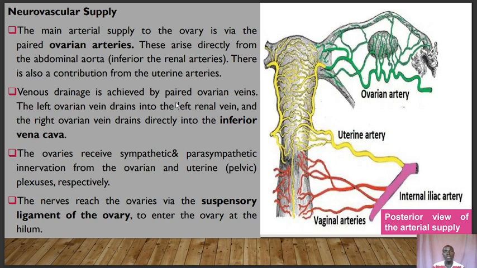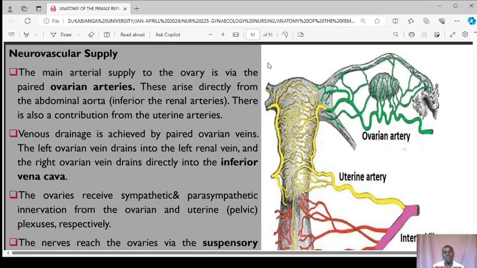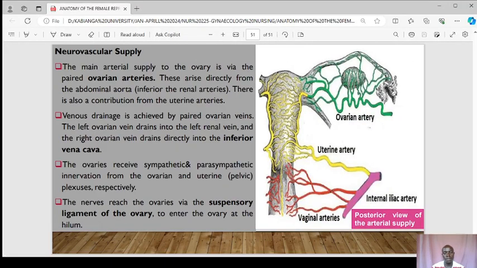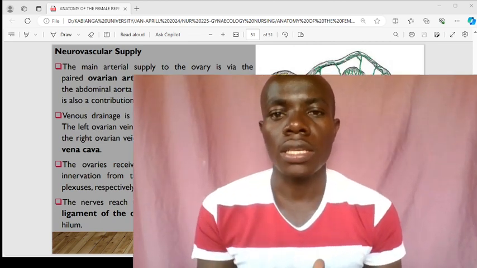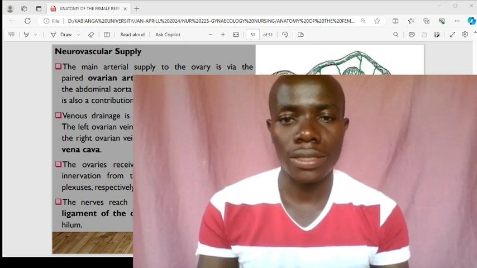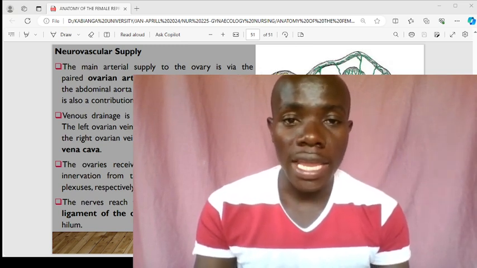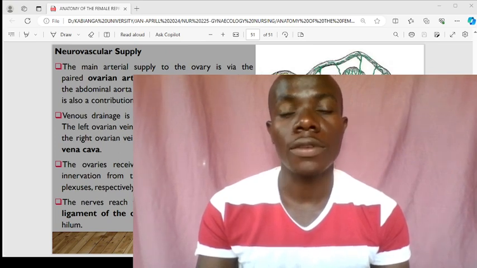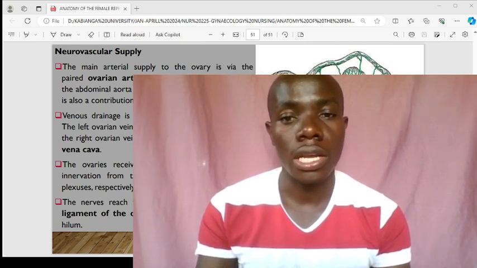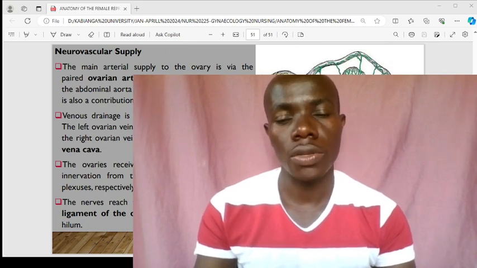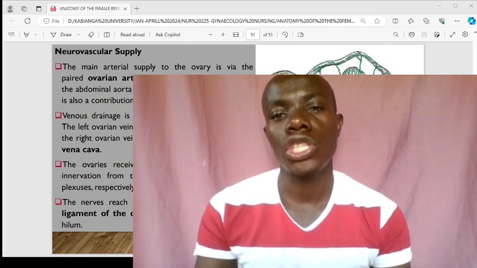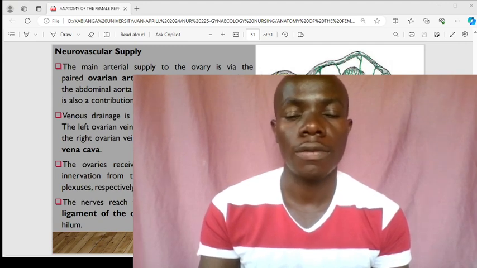So guys, that marks the end of our presentation on the female reproductive system, and we have said that it majorly consists of both the external and the internal tract. The external is the vulva, while the internal forms the tract, and we have looked at the tract starting from the vagina, going to the cervix, going to the uterus. Then we've looked at the fallopian tubes, and finally we have looked at the ovaries.